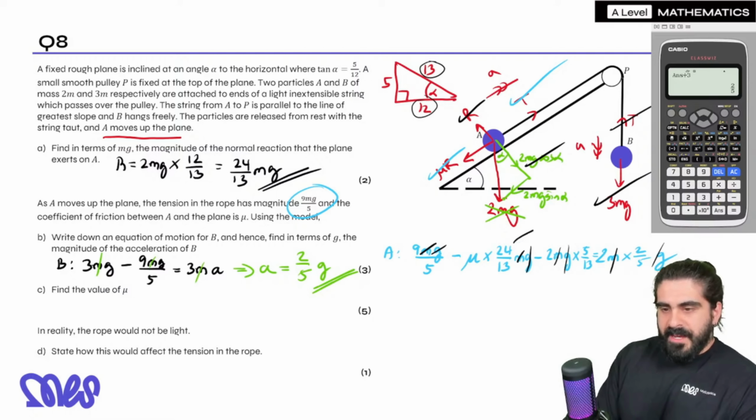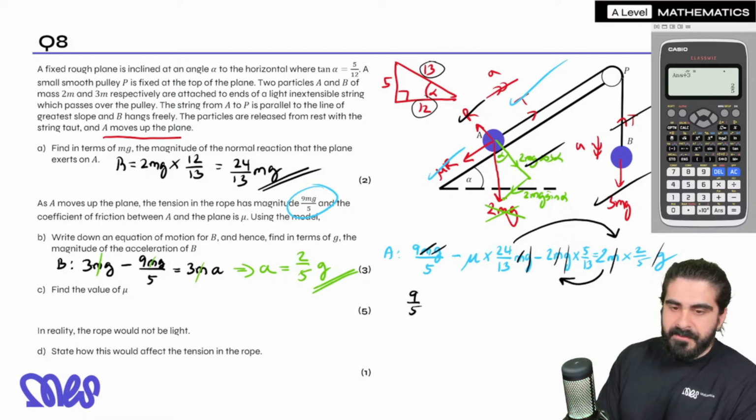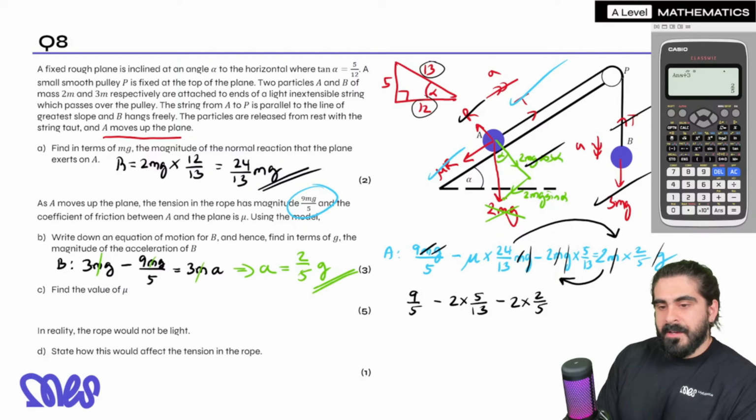And we're going to move that over to that side, and this can come here. So we'll have 9/5. Then we'll have minus that 2 times 5 over 13, minus the 2 times 2 over 5, and that equals 24 over 13 mu.